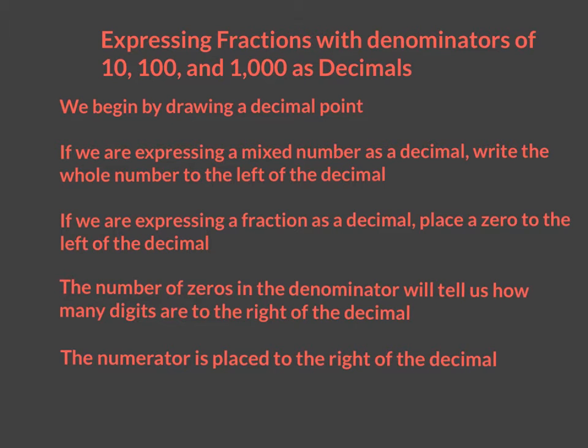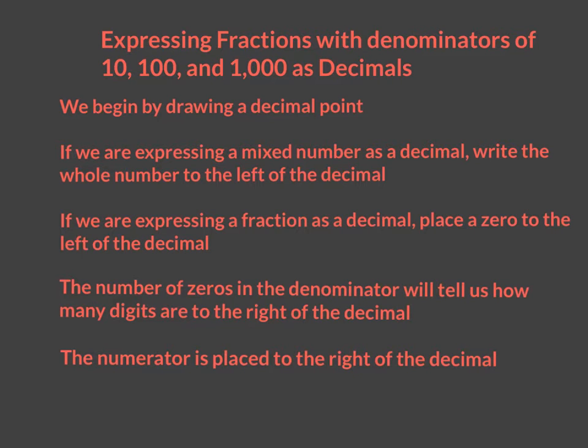Today, we are going to talk about expressing fractions with denominators of 10, 100, and 1000 as decimals. We begin by drawing a decimal point. If we're expressing a mixed number as a decimal, write the whole number to the left of the decimal. If we're expressing a fraction as a decimal, place a 0 to the left of the decimal.